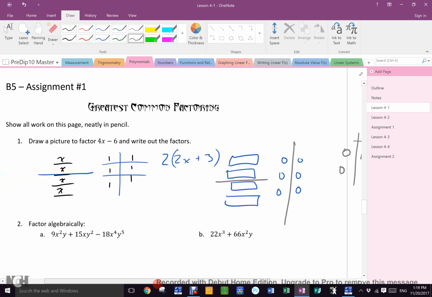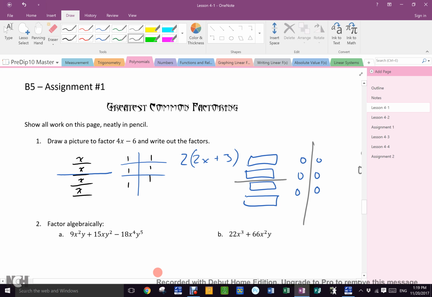It did not matter to me how you did it. The point I'm trying to make is you are recognizing that every term had to be divided by the same amount. Okay?